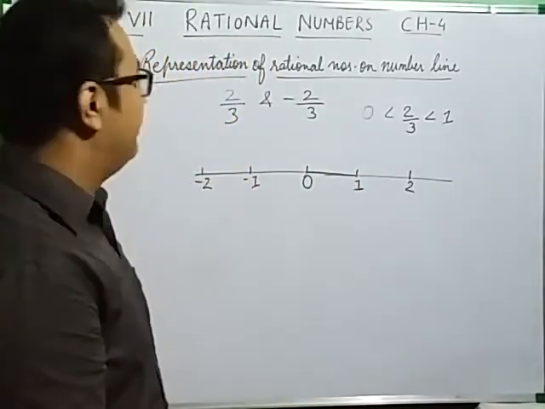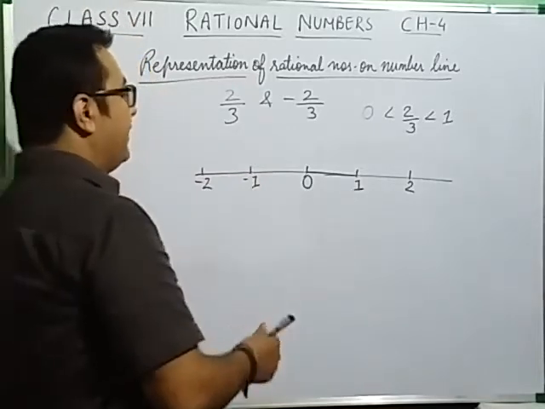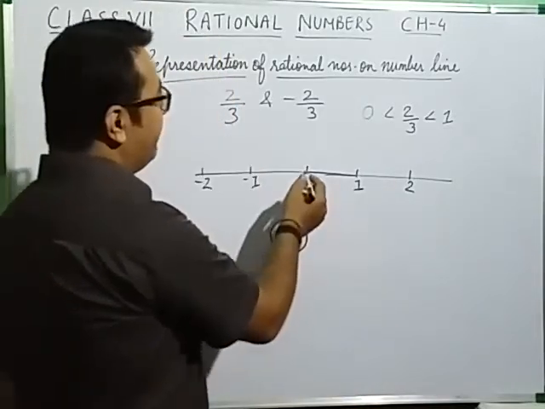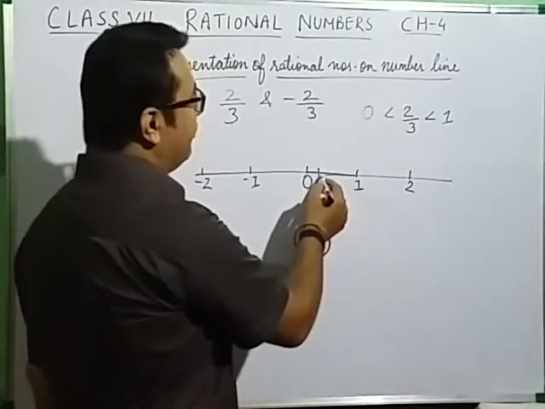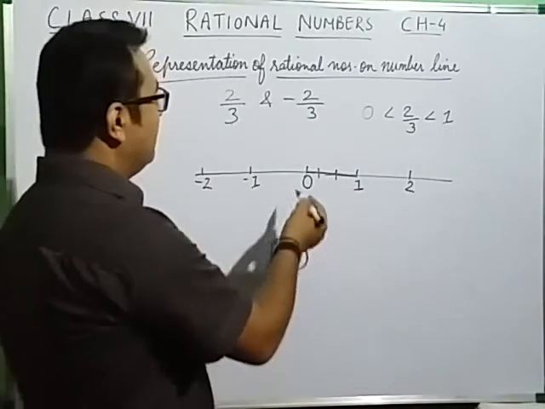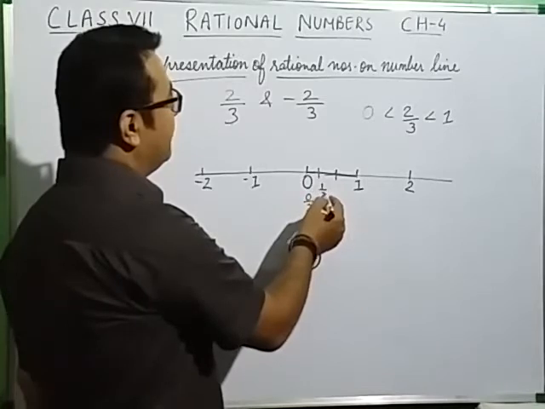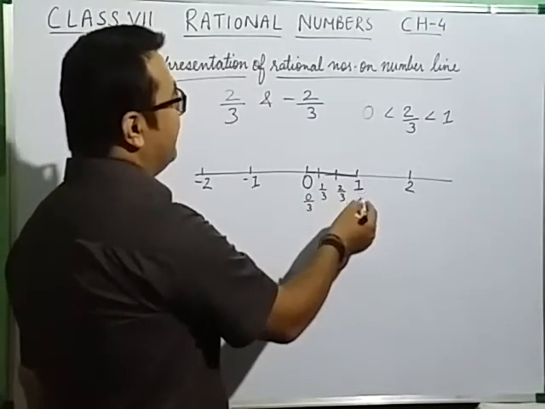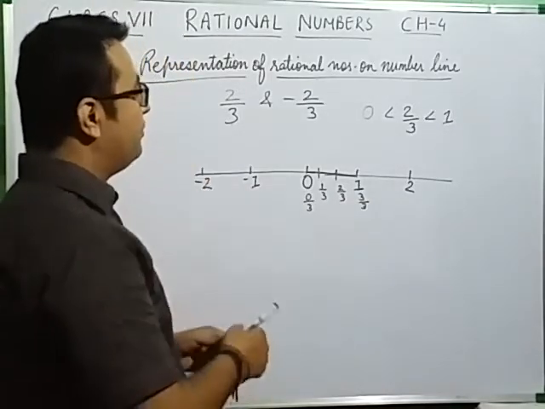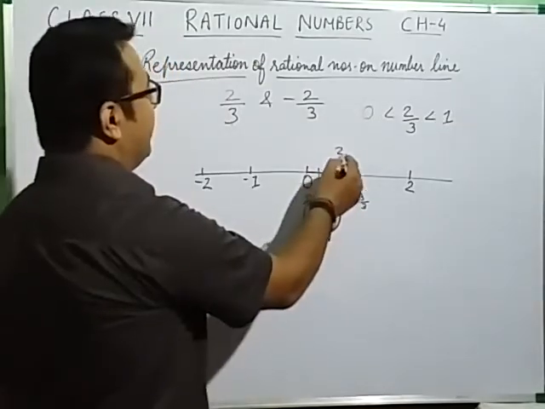Next step, we see the denominator. Whatever the denominator is, we divide this space into that many equal parts. Here the denominator is 3, so we divide the space between 0 and 1 into 3 equal parts: 1 part, 2 part and 3 part. Now 0 can be written as 0 upon 3. Next value will be 1 upon 3, then 2 upon 3 and 1 can be written as 3 upon 3. So we need to represent 2 upon 3. 2 upon 3 will lie somewhere here. This is 2 upon 3.